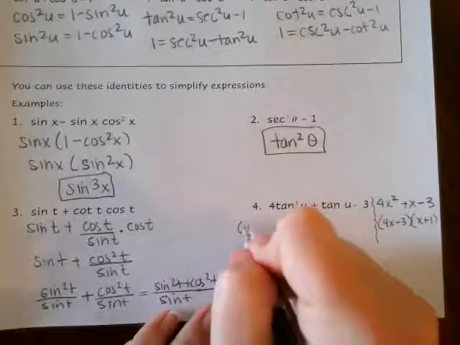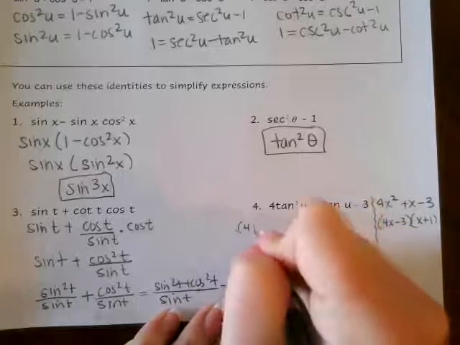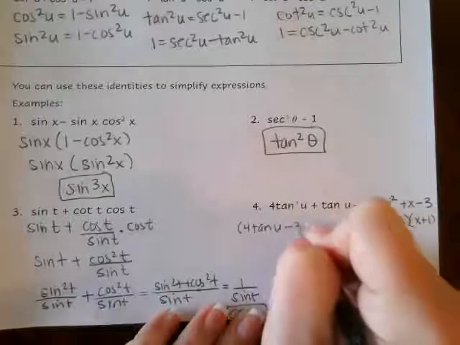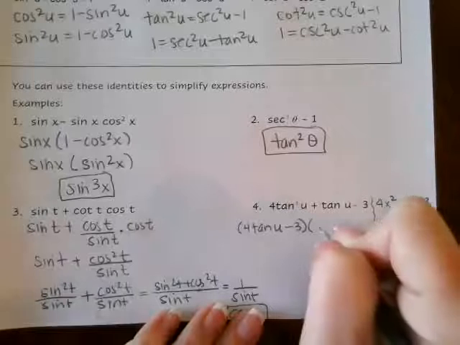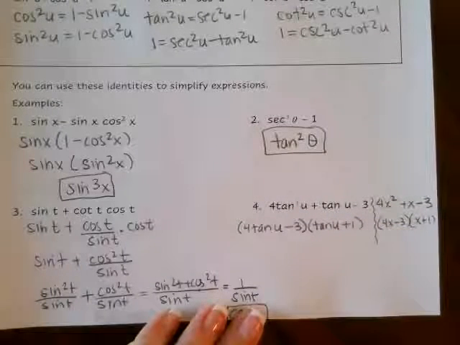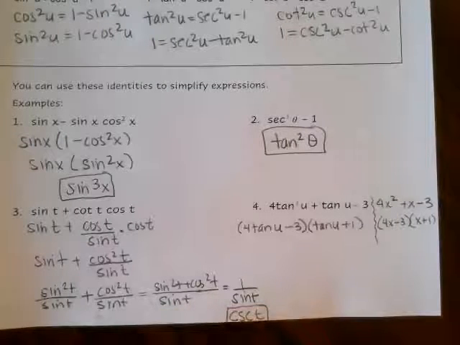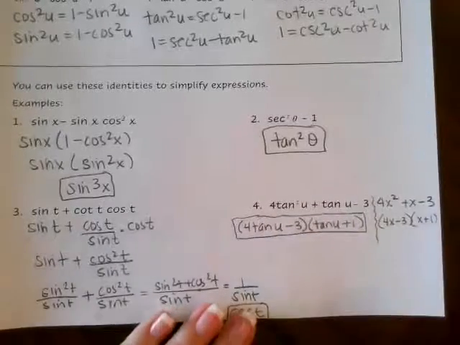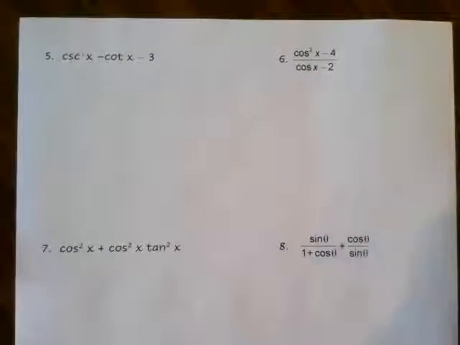That means that the factors for this would be 4 tangent of u minus 3, tangent of u plus 1. That's as far as we can go. There's no identity that can take us any further, so the factored form is the simplest form on that one. All right, so there's some more back here now that we're going to look at.